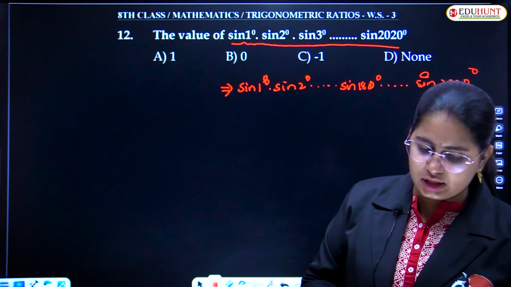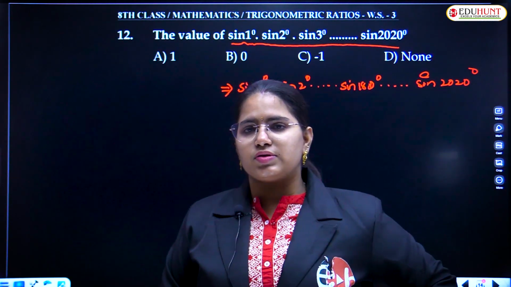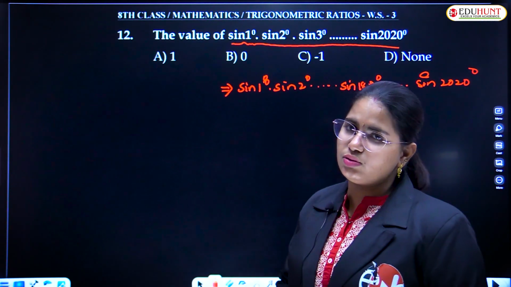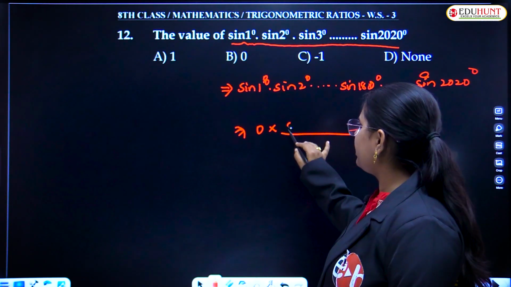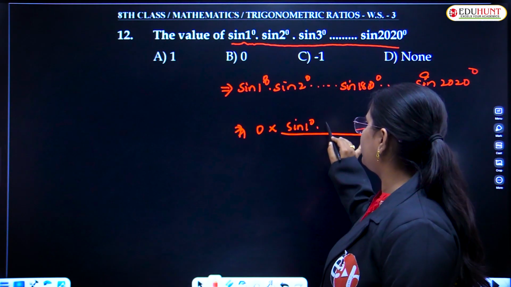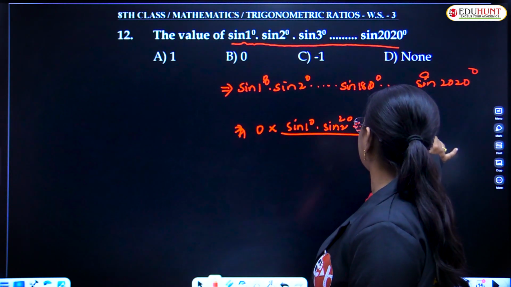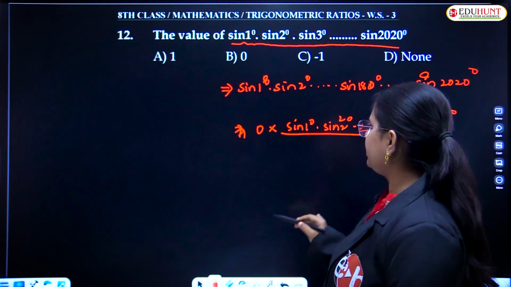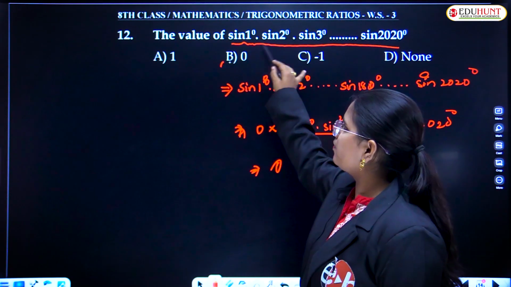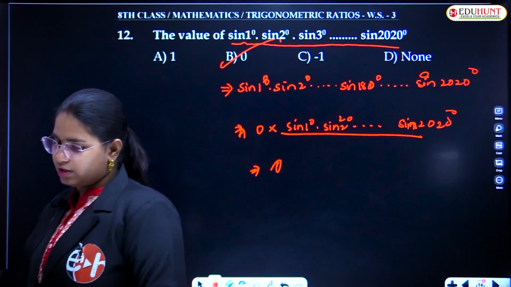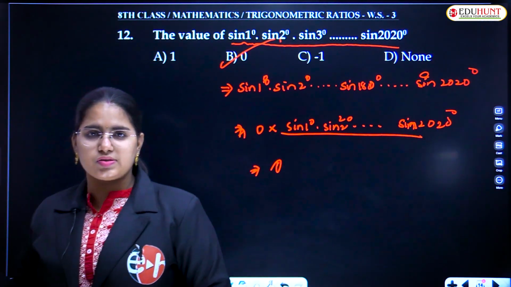And you know the value of sine 180 degree. What is the value of sine 180 degree? It's 0. So this 0 is multiplied with all these terms, sine 1 degree into sine 2 degree, and so on up to sine 20 degree. So 0 into anything is 0. So what is the option? It's B. I hope you guys are clear with the questions up to this, right?